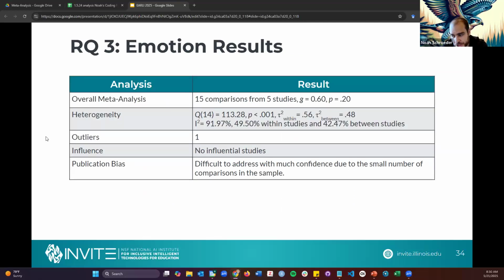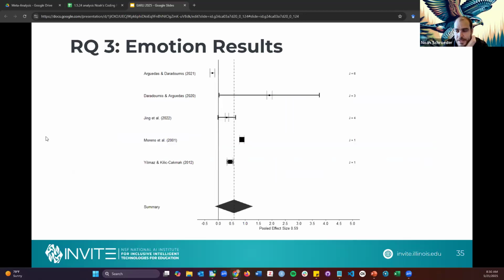So in terms of emotions, we had 15 comparisons from 5 studies, and most of them came from only 1 or 2 studies. We did not find a statistically significant effect here, so I don't really have much else to elaborate on because most of the comparisons came from 2 studies. This is the distribution of effect sizes here. You can see they're relatively consistent, although the confidence intervals can be quite large.